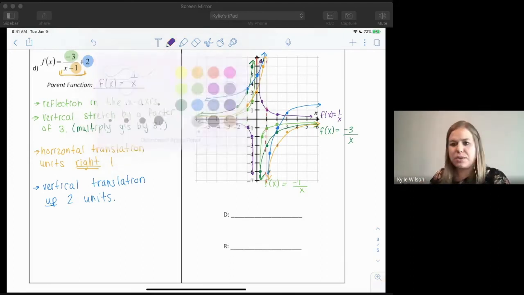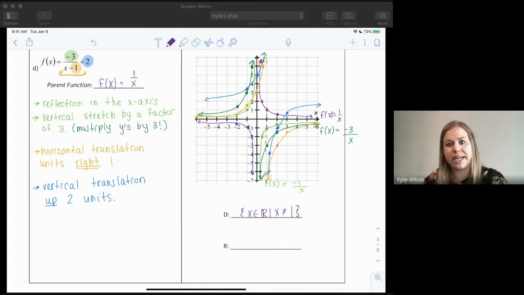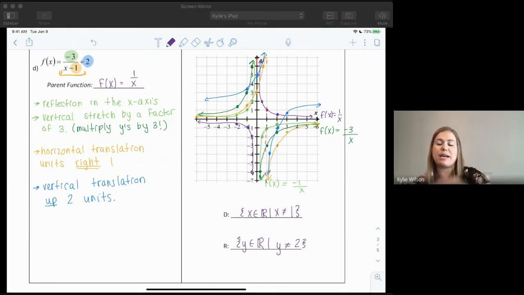So now let's do our domain and range. For our domain, x is an element of real numbers, but in this case, none of our x's are able to equal 1 because that's where our new asymptote is. It's because we moved 1 unit to the right. Next for our y's, y is an element of real numbers such that y cannot equal 2 because we moved 2 units up, which moves our asymptote 2 units up.